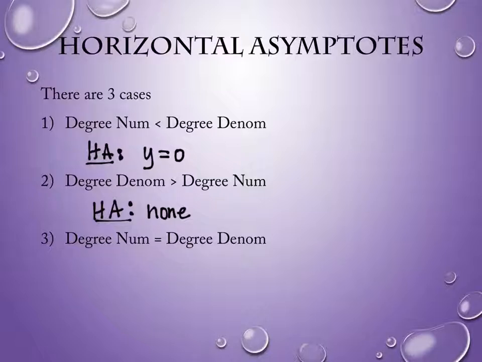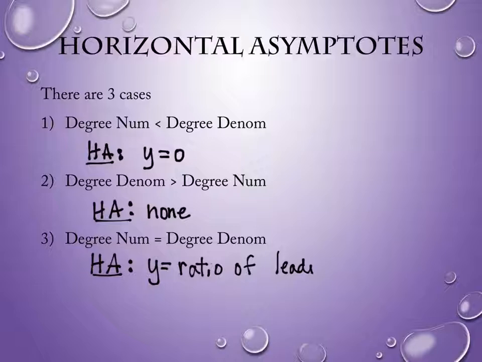The third case is the one that's the most awkward to write down, but it's really easy to do. So the horizontal asymptote, if the degrees are equal, is y equals the ratio of leading coefficients.